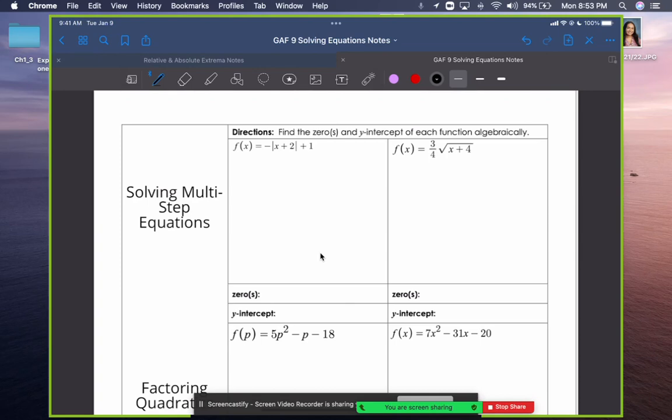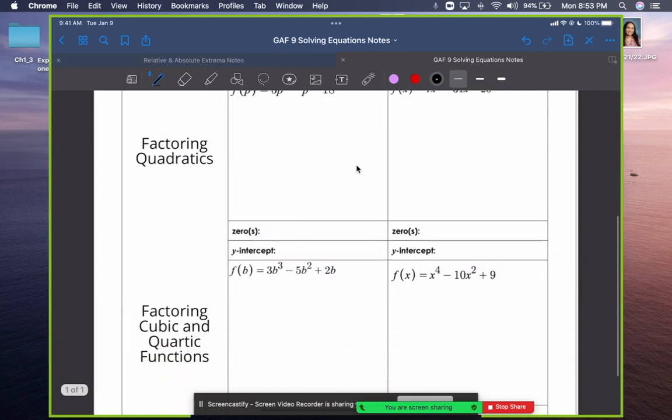Guys, so we are going to get into our lesson for today. We are doing GAF 9, solving equations notes. We're going to start with solving multi-step equations, and then notice later on we're going to do factoring quadratics, and then factoring cubic and quartic functions.